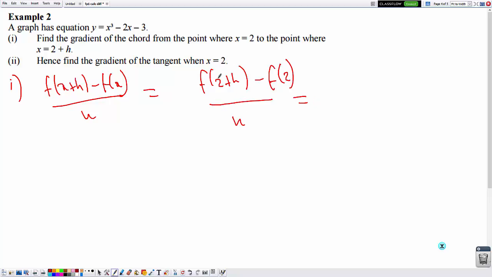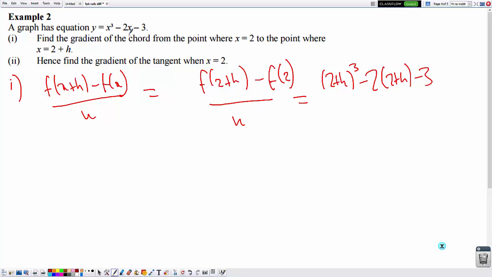Well, we have to plug in 2 plus h into this. So 2 plus h cubed. Now sometimes minus 2 lots of 2 plus h. Now in a more difficult example, you might have to the power 5 or to the power 6. Then you just use your binomial that you've learned in C2. 2 plus h minus 3. So all I've done is I've plugged in 2 plus h. I've worked out f of 2 plus h, which you just plug in 2 plus h for your x. So that gives me 2 plus h cubed minus 2 lots of 2 plus h minus 3.